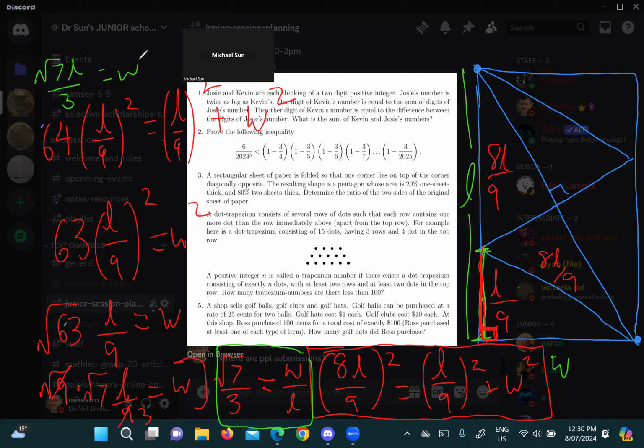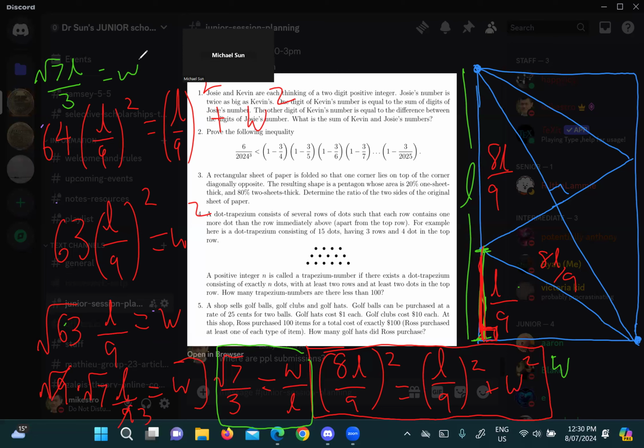Or maybe 2.7 just to make it easier for me. And then 2.7 divided by 3 is 0.9. So W is like 0.9 times L. So you know the relationship now, yeah? So the ratio is, like, it's 90%. W is 90% of L. That makes sense?